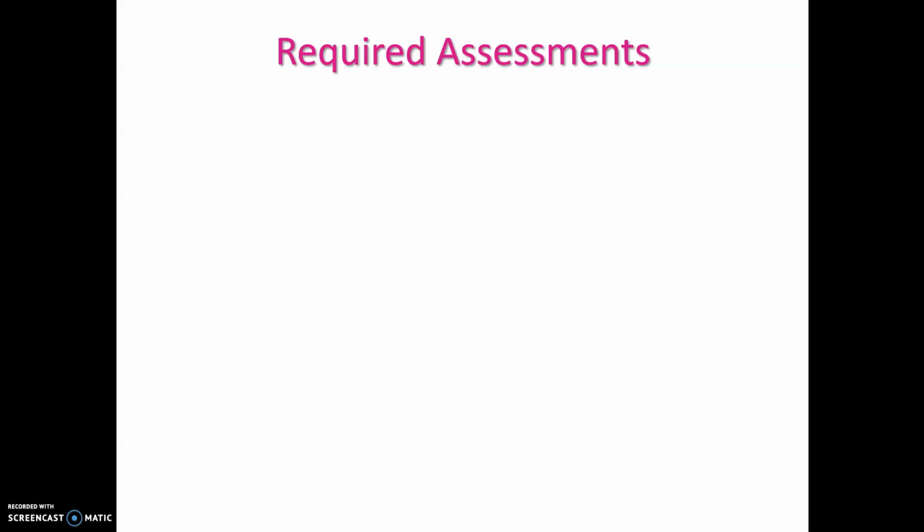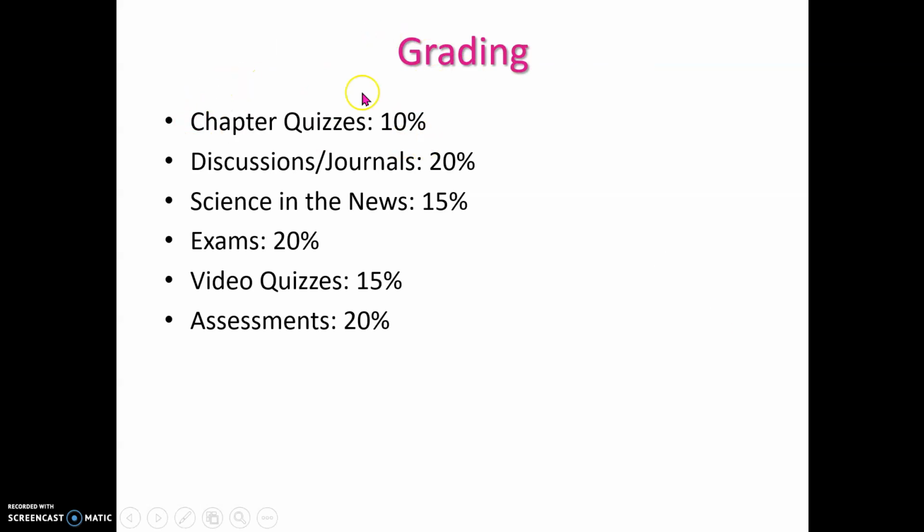So here's a breakdown of your grades. Those chapter quizzes are 10. I think it's about 15 or so of them. Journals, also about 15 of them. Science and the news, 15% of your grade. There's only two, okay? If you don't complete one, you're knocking 7.5 points off your final grade. If you don't complete either one, you're knocking 15 points off. So instead of 100 being the highest you can obtain, it will now be an 85, okay?